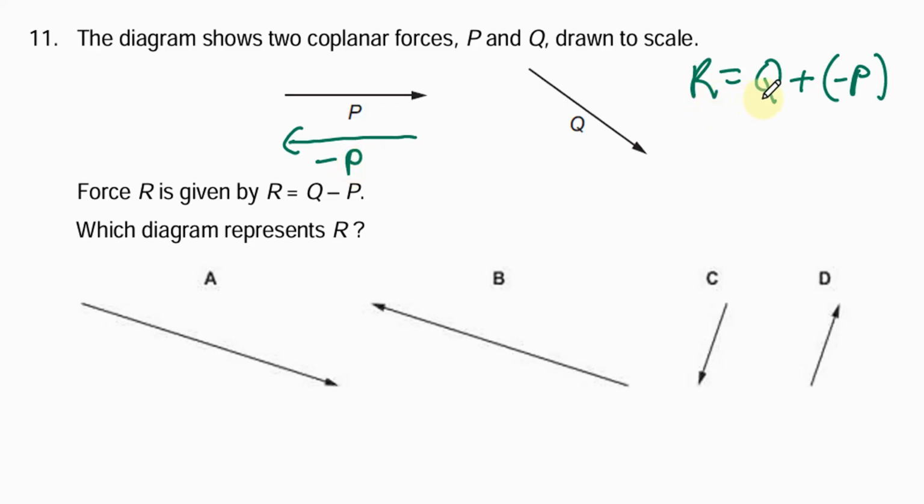Since R is the resultant of Q and negative P, we need to draw Q and negative P head to tail. We can start with Q, and in drawing Q and negative P head to tail, negative P will go this way. Then the resultant will be the vector drawn from the tail of the first vector Q to the head of the second vector, negative P. And so our answer here will be C.